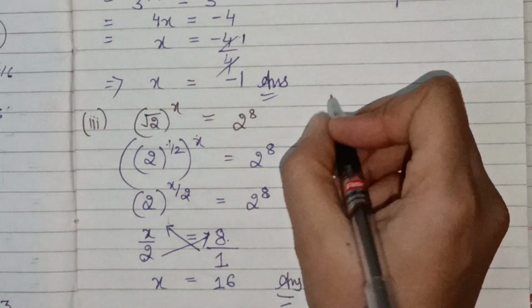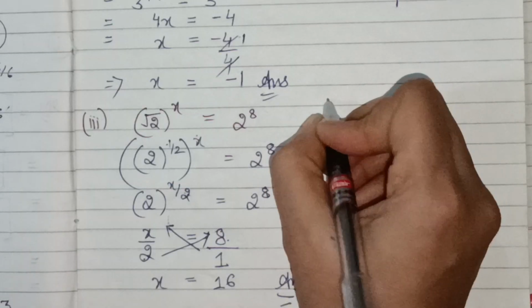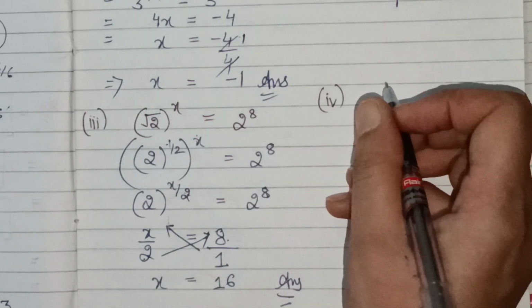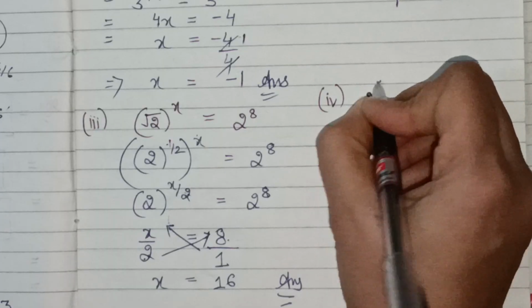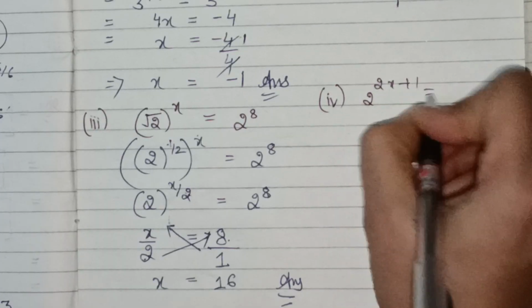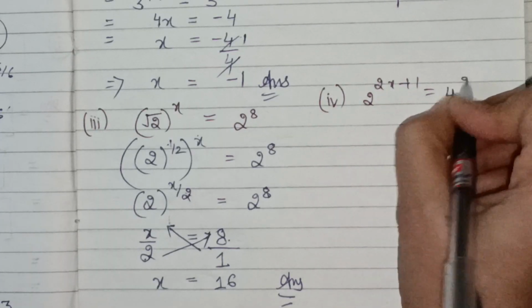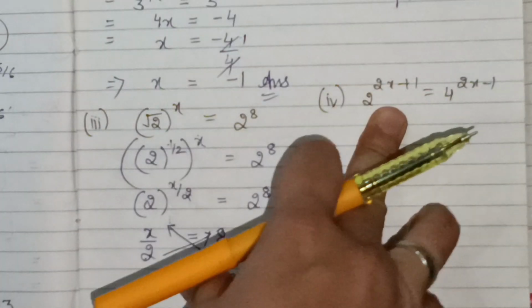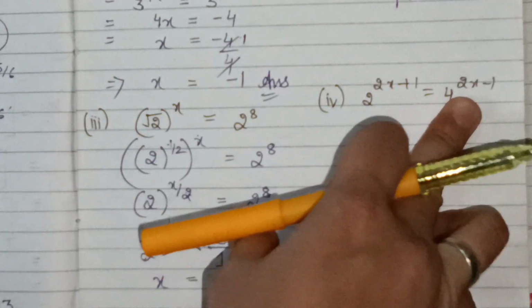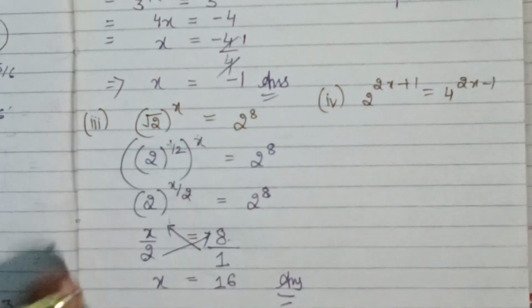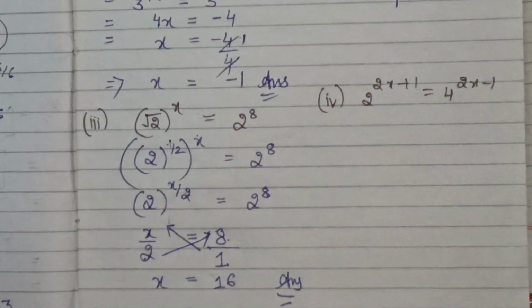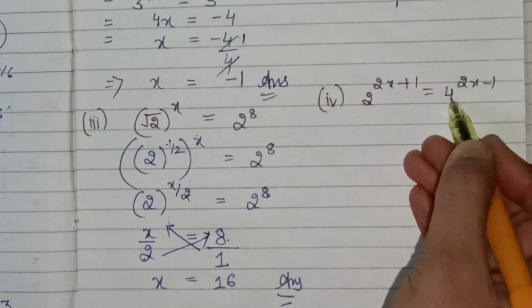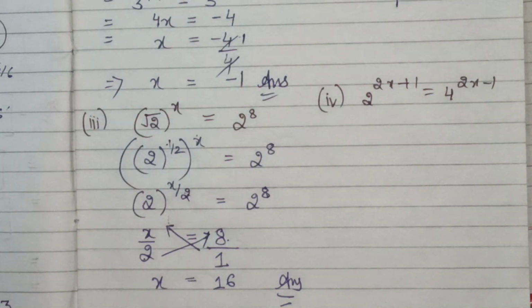Here is a space, so I write here our fourth part. Our fourth part is 2 raised to power 2x plus 1 is equal to 4 raised to power 2x minus 1. This is our question. Here our exponent is 2x plus 1 and here our exponent is 2x minus 1. Firstly we have to make the same base. Here our base is 2, here our base is 4. So I have to make the same base.